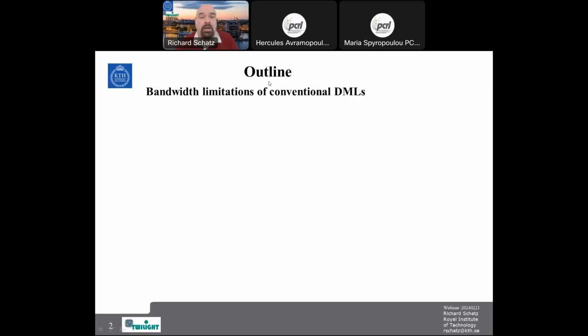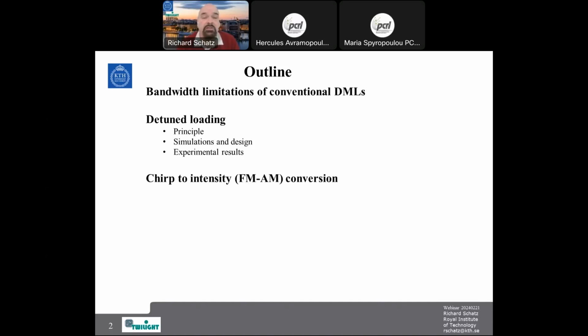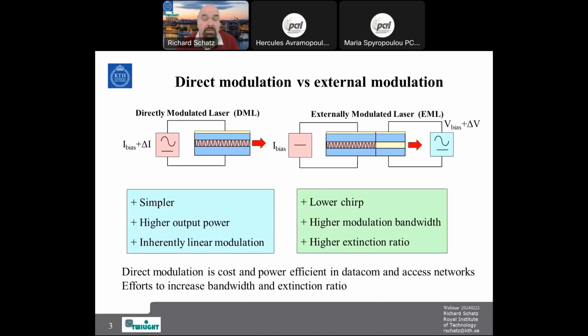The outline of this talk is that I will first talk about the bandwidth limitations of conventional directly modulated lasers. Then I will go into the three ways of cavity enhancement: detuned loading, chirp intensity conversion, and photon-photon resonance. And then I will end with the conclusions, a demo, and also this introduction to LaserMatrix.